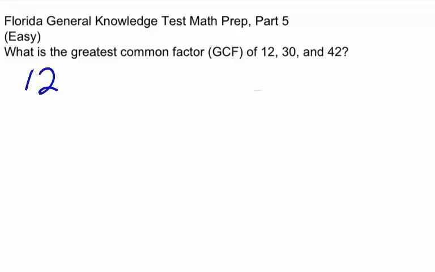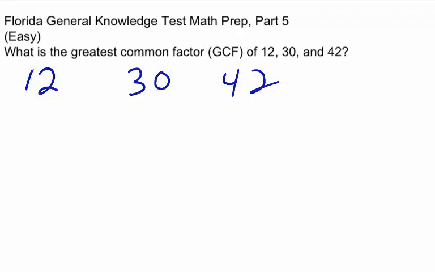One way to find the greatest common factor of a set of numbers is to do what's called a prime factorization on each number and look for those prime factors which are shared.